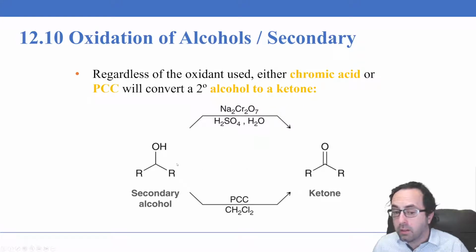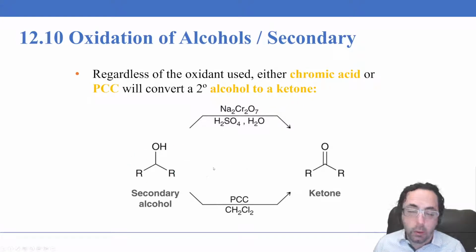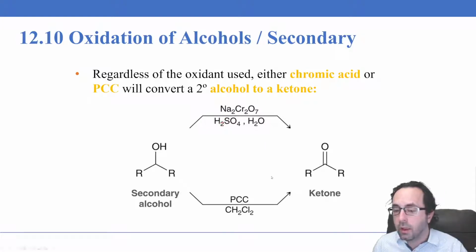If you're oxidizing a secondary alcohol, it doesn't matter which one you use, because remember, the ketone cannot be any further oxidized. So you can use the sodium dichromate in sulfuric acid environment, or you can use the PCC with the dichloromethane solvent. Either one will work here.